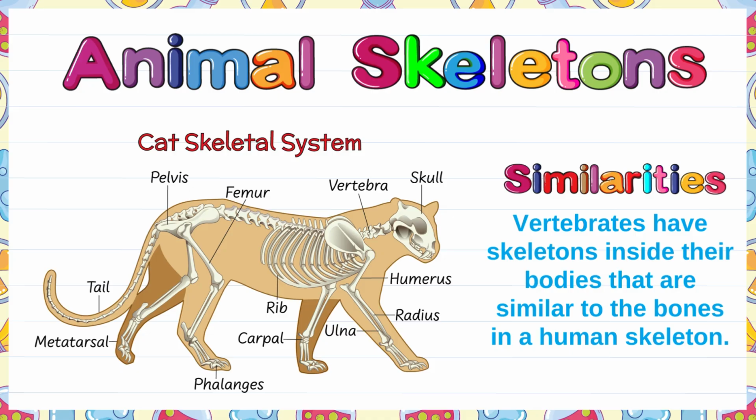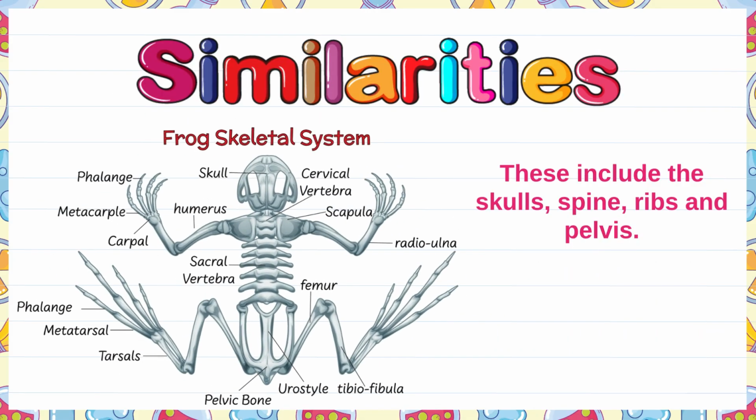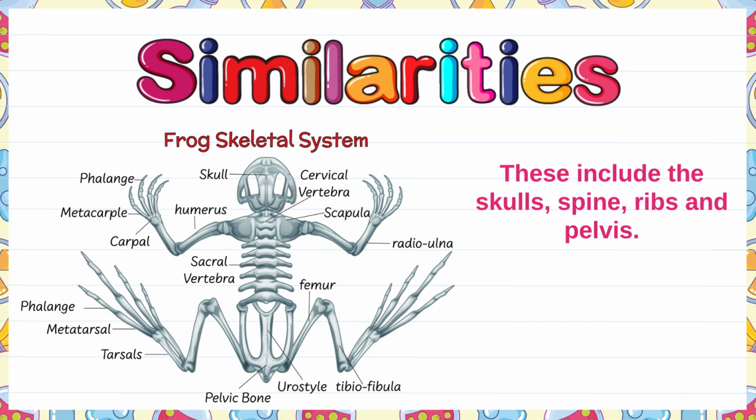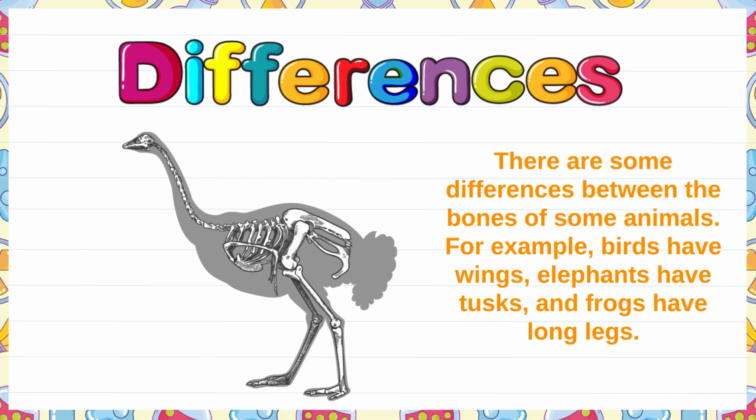Vertebrates have skeletons inside their bodies that are similar to the bones in a human skeleton. These include the skull, spine, ribs, and pelvis. There are some differences between the bones of some animals. For example, birds have wings, elephants have tusks, and frogs have long legs.